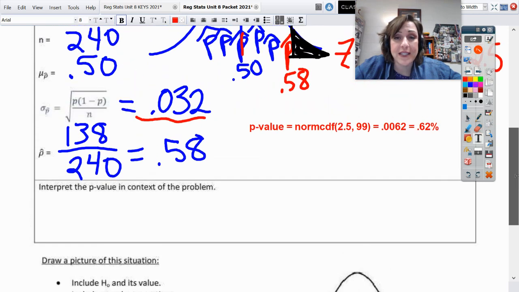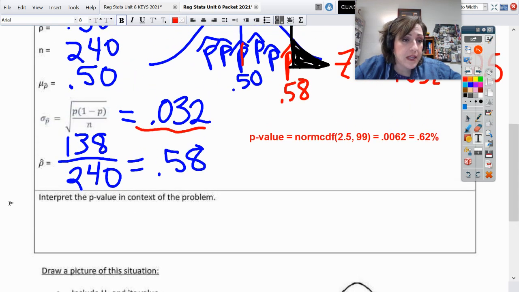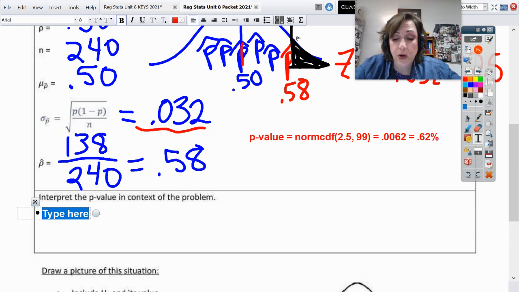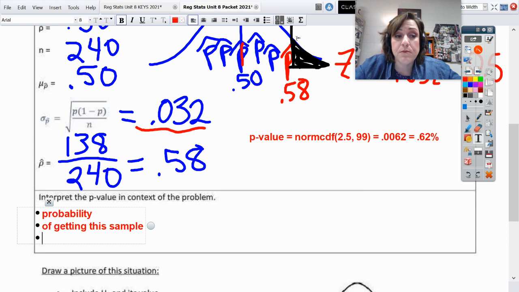All right, so now let's write this out. Let's remember our three statements. The p-value is the probability of getting this sample, or something more extreme, if the null is true.